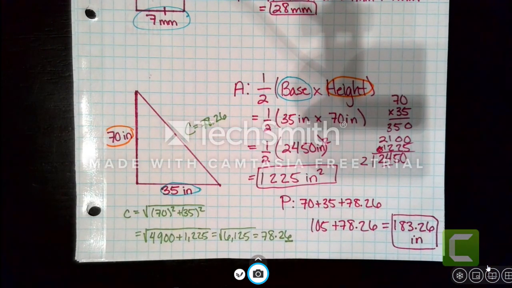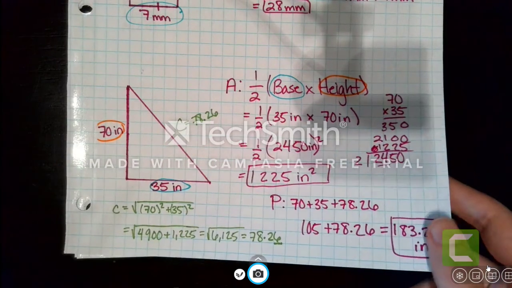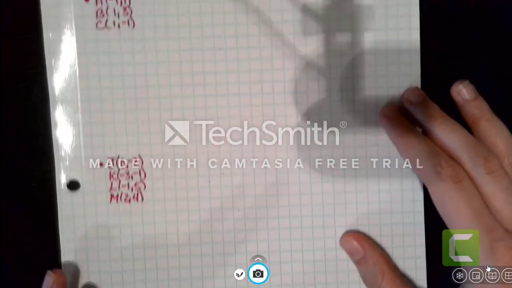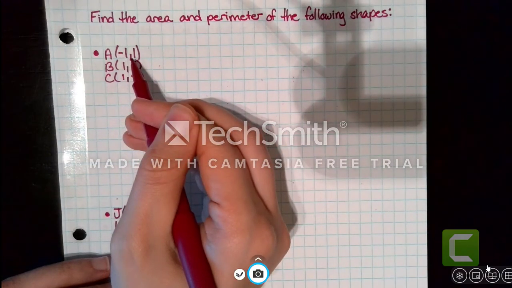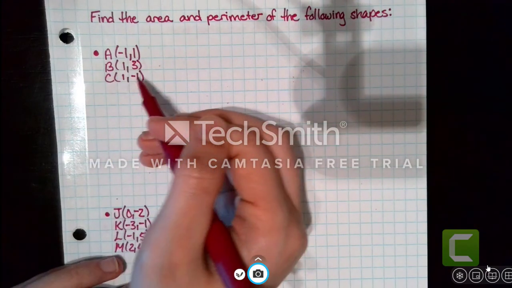So that's how we find the area and perimeter of basic shapes, but what if we're told that we need to graph them? Let's start applying that into what we like to call coordinate geometry, where you're given coordinates that you have to solve for when graphed. So as we can see here, we have to find the area and perimeter of these shapes. We have A is -1, 1, B is 1, 3, and C is 1, -1.